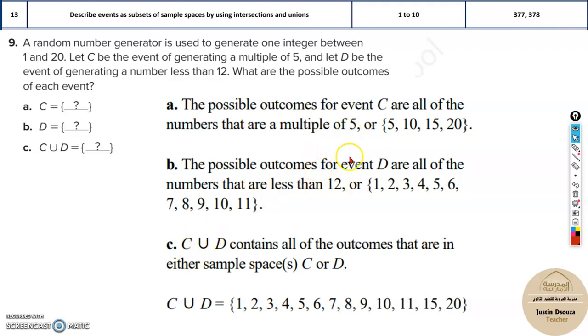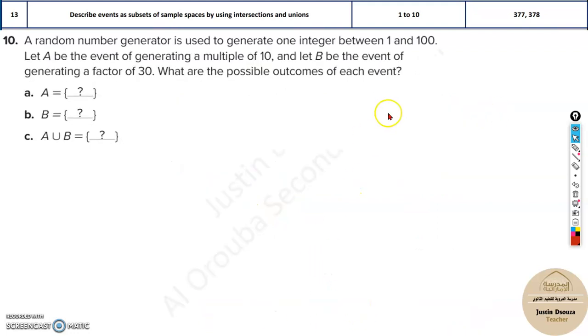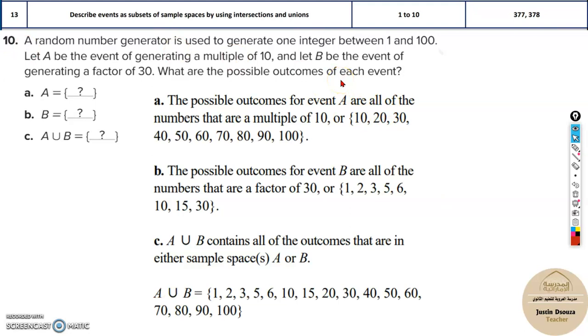That's it. You need to find the union. So write all of them up: 1 to 11, 15, and 20. That's it. Similarly, do all the problems by yourself.